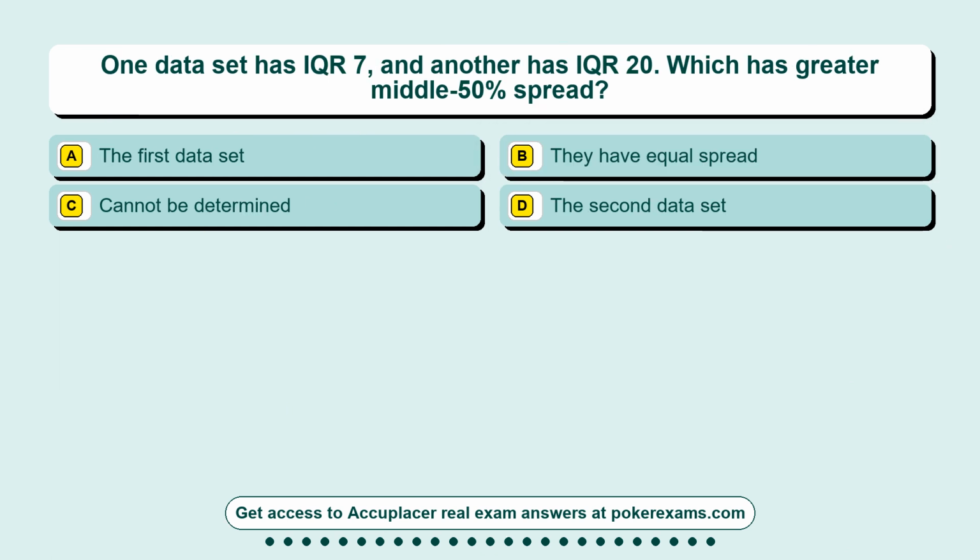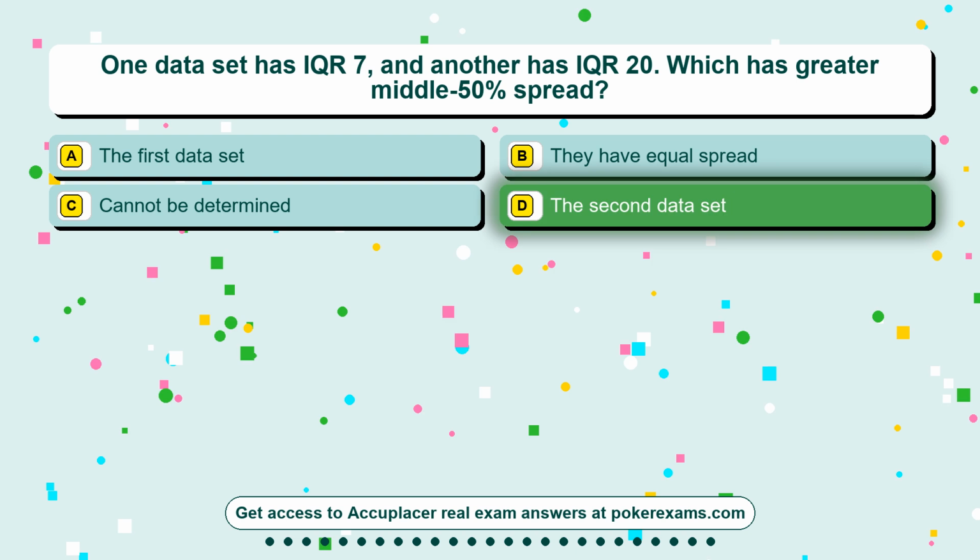Question 5. One data set has IQR 7, and another has IQR 20. Which has greater middle-50% spread? Option A, the first data set. Option B, they have equal spread. Option C, cannot be determined. Option D, the second data set. The correct answer is option D, the second data set.